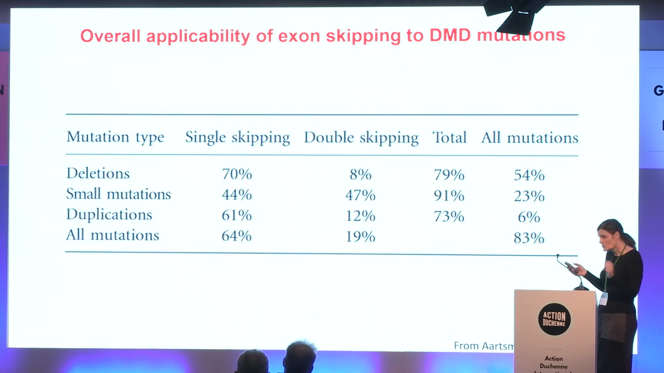If we could do 2 skips, which won't be that efficient, but if we could do 2 skips, there'd be another 19% of patients who are treatable. So altogether, that would be 83% of all patients. But remember that it needs a new antisense for each exon we're targeting. So that needs to be optimized, put through clinical trial before any approvals.